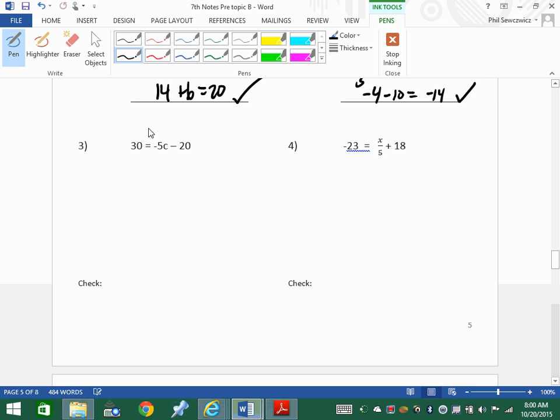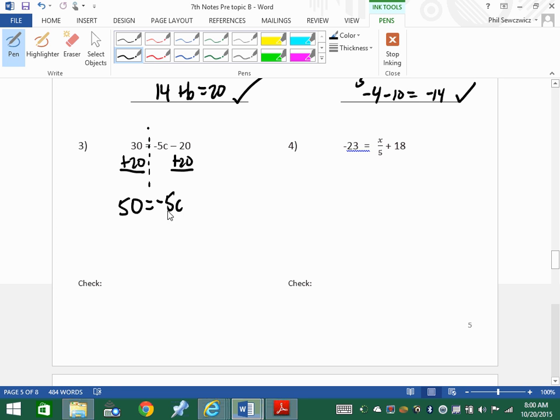This time we're going to start on the right-hand side because that's where the variable is. To undo the subtracting of the 20, we are going to add 20. And we're not just going to say add 20, we need to say add 20 to, and there's the phrase, both sides. On the right-hand side, we have a negative 5c. We still need to bring down our equal sign. And 30 plus 20, hello, 50.